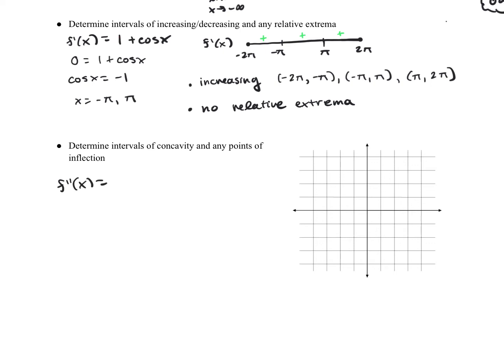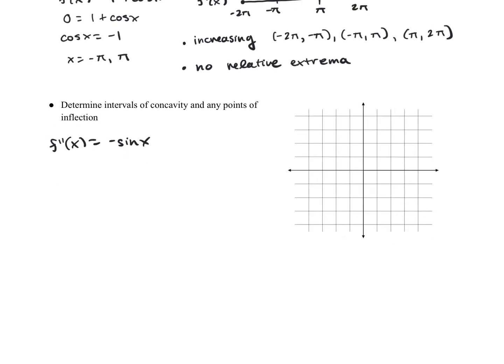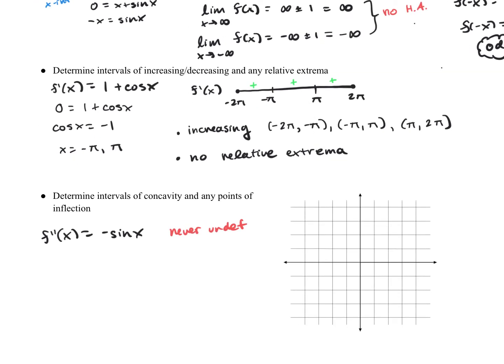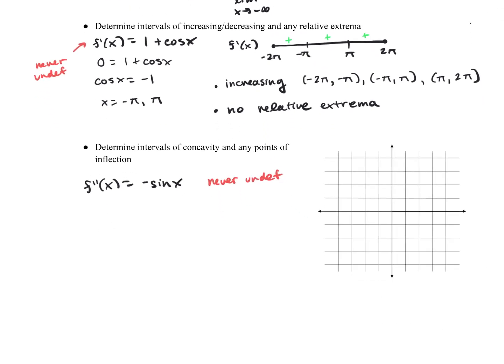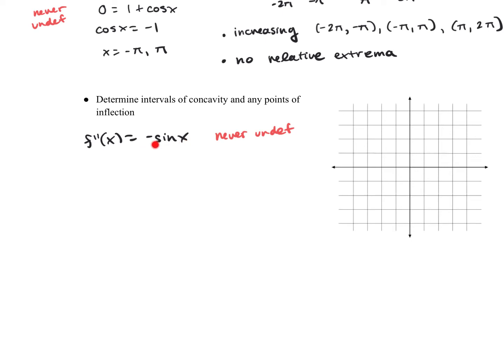The derivative of 1 is 0. The derivative of cosine is negative sine. So first let's determine that this function is never undefined, because we know that points of inflection could occur when our function is undefined. It's also important to note up here that our first derivative, we can make a little note of it, is also never undefined, because that could tell us something about our graph as well. So our second derivative is never undefined.